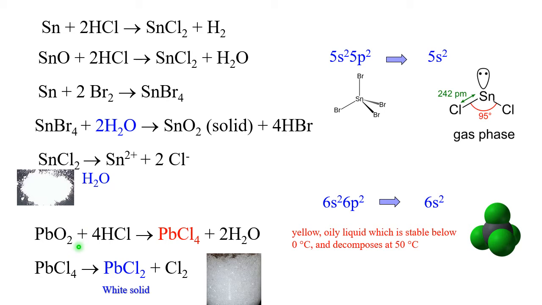Lead oxide is a solid that can react with HCl to make PbCl4 in absence of water, which is a liquid stable only at low temperature and decomposes upon slight heating. It's again tetrahedral, as all tetrachlorides. Now when it decomposes, it makes white crystals of PbCl2, insoluble in water.